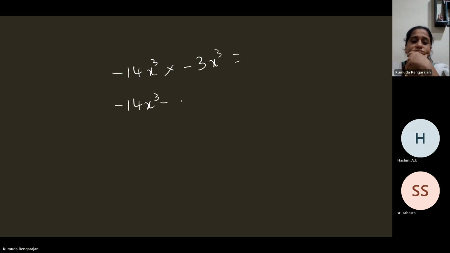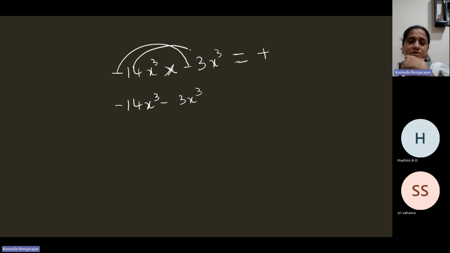Tell me now, what is minus 14x cubed into minus 3x cubed? What's the answer? Multiplying, so you multiply the signs, plus, multiply the numbers, 42. Multiply the literal factors also. When you multiply, it is x to the power 3 plus 3, so it will be 42x to the power 6.